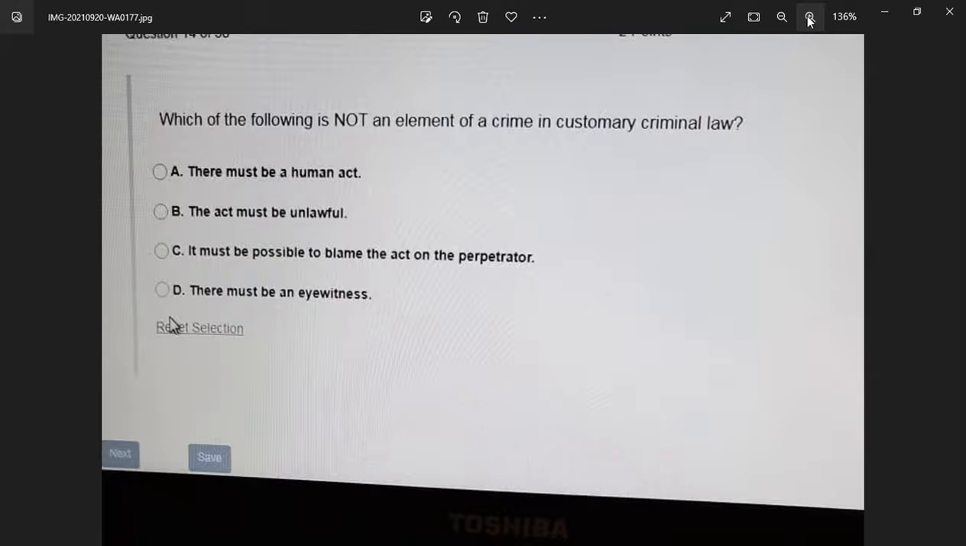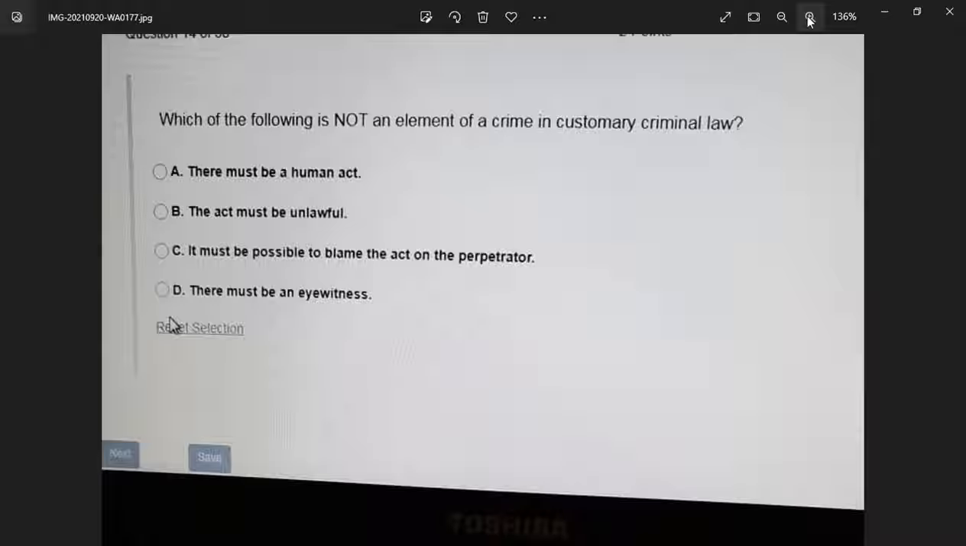Okay, which of the following is not an element of a crime in customary criminal law? My answer is option D. There must be an eyewitness. So I found this on page 141.